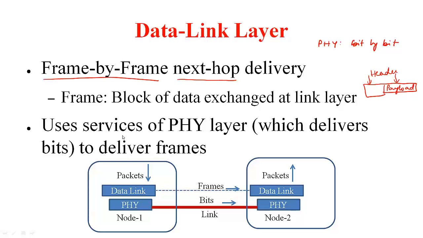So the data link layer uses the services of the physical layer to deliver the frames. That is, a frame is nothing but a bunch of bits. So the data link layer delivers the frame to the physical layer, which will convert the bits into signals and delivers it to the other node. And this physical layer here is going to convert the signals back into bits and passes them up to the data link layer, which reassembles the frames. So basically the physical layer is used as a building block to deliver frames at the data link layer.